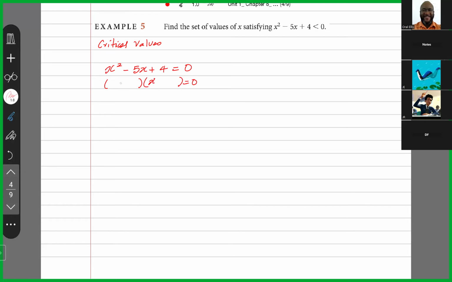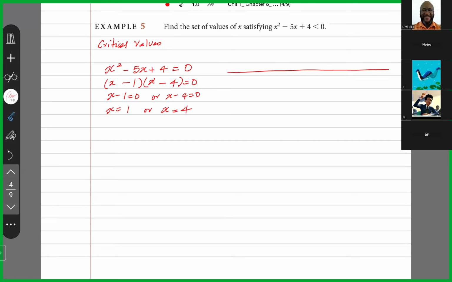We have x here, 4 and 1, minus and minus. So x minus 1 is equal to 0, or x minus 4 is equal to 0. x is equal to 1, or x is equal to 4 are the critical values. All right, so what the critical values sort of do is you're going to use the critical values to divide up your number line.